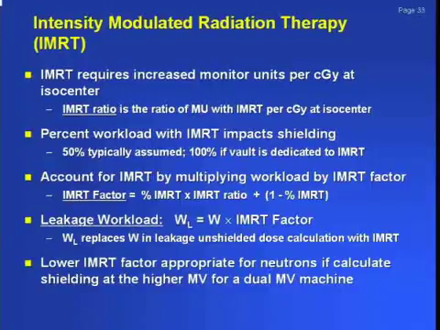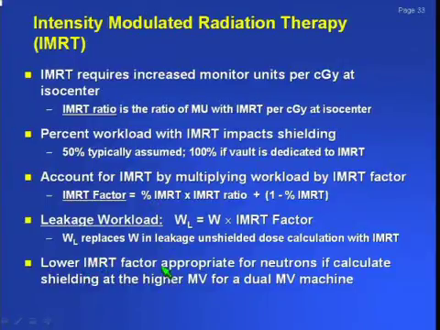If you're going with RapidArc on 80% of your patients, then you're going to have to use an IMRT factor of 0.8, because 80% of them are going to be with IMRT. And it affects primarily your leakage workload. So workload for leakage replaces W in your leakage unshielded dose rate for your factor with IMRT.